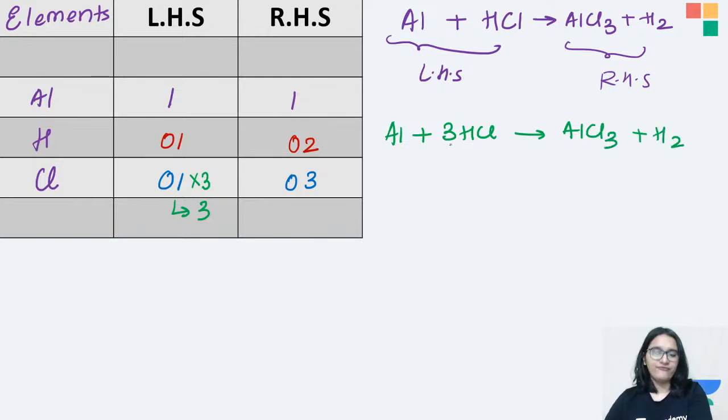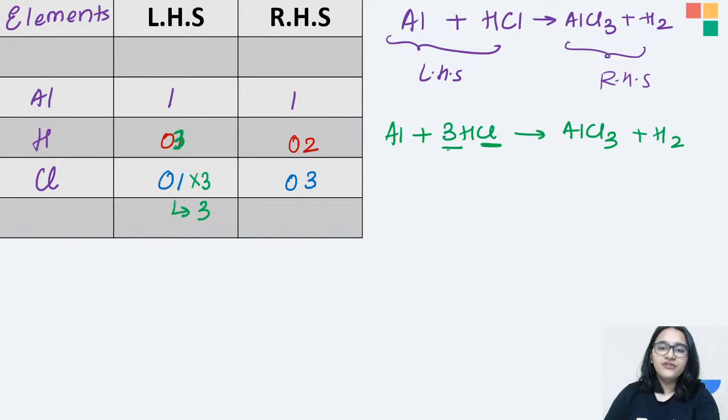Now I have done the chlorine balanced on both sides, 3 and 3. But while I was doing so, the hydrogen also gained 3. The hydrogen which was there on the left hand side is now not 1, but it is 3, right?